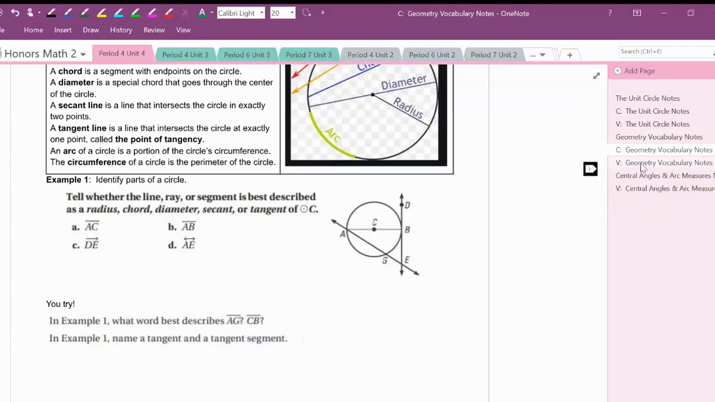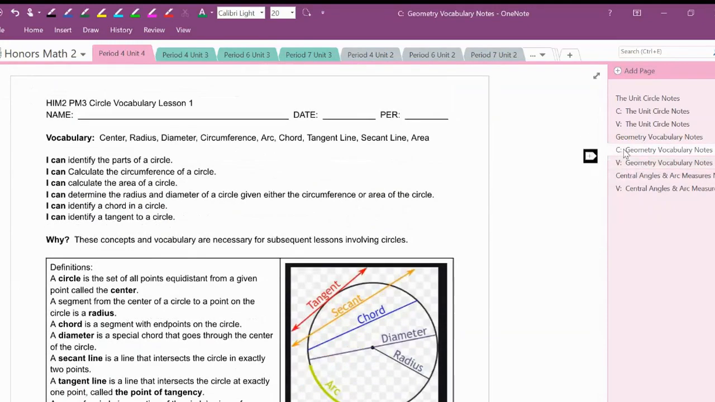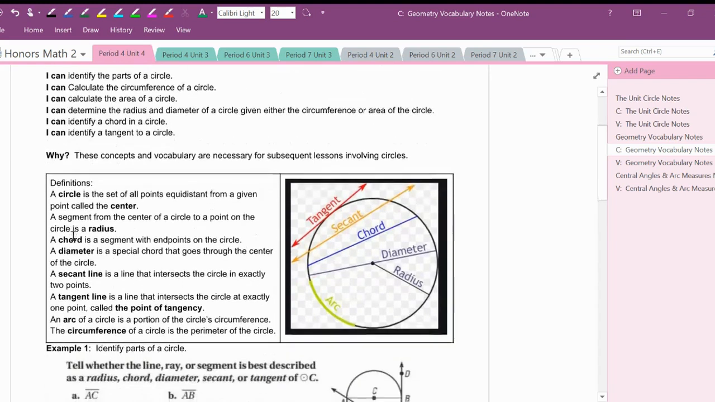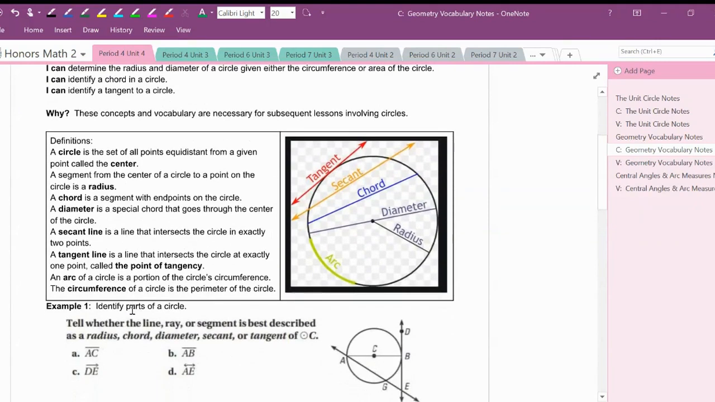Some vocabulary regarding circles. So if you haven't read through the vocabulary yet and the I can statements and the why, please pause the video and do so. And then read through this vocabulary here.